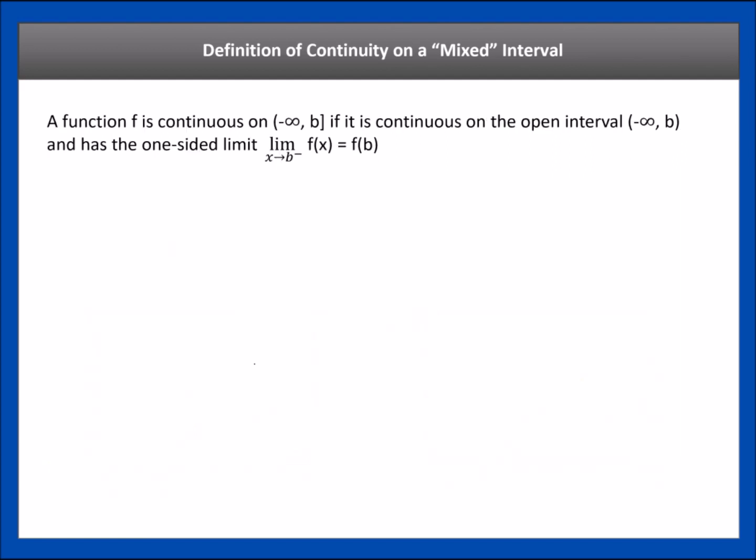All right, so we can also do other combinations. So for example, negative infinity to b, or a to positive infinity. So we're going to look at those examples as well. So let's say we have negative infinity to b inclusive. So we're including b. So it's continuous on that interval if it is continuous on the open interval negative infinity to b, and it has the one-sided limit, x approaches b from the left, and that agrees with f of b.